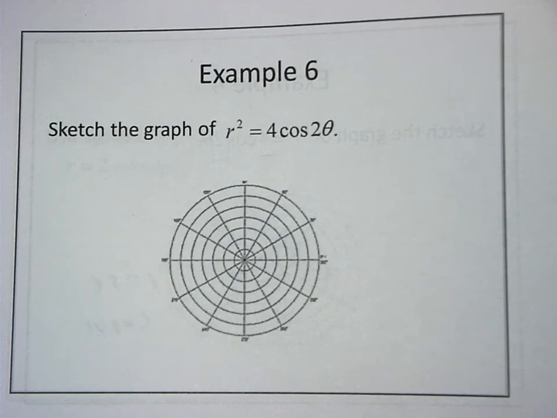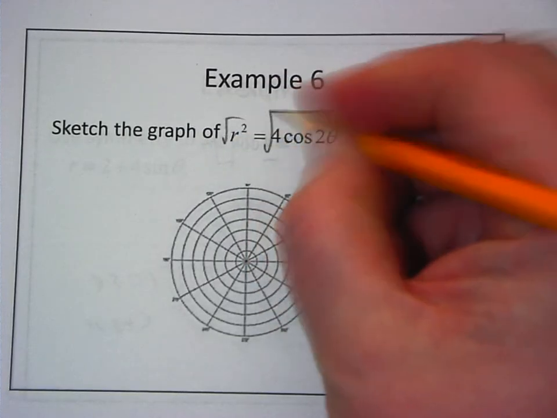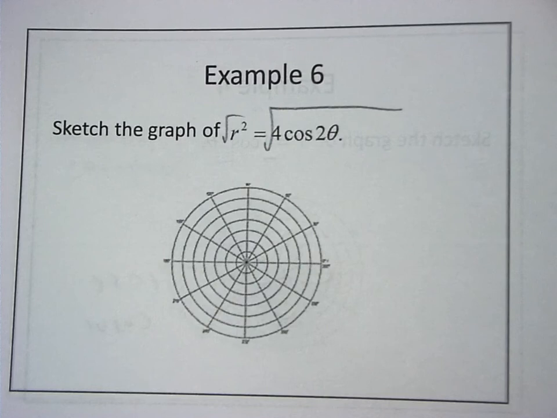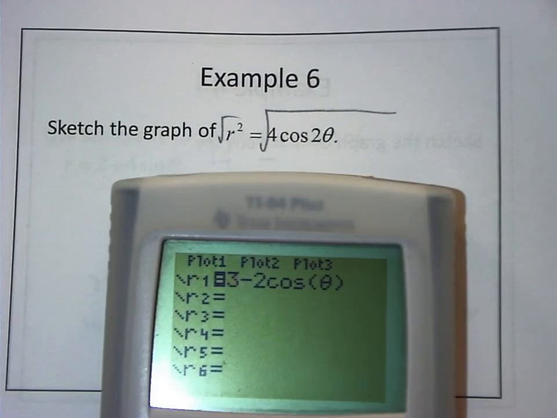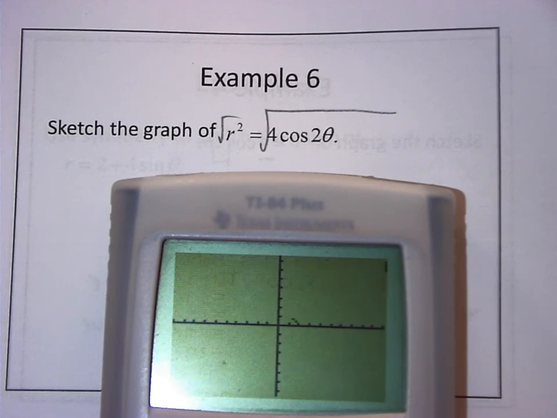What about r squared equals 4 cosine 2 theta? How would you graph this one? Square root it. So if I square root both sides. Now, the nice thing here is I actually don't need to put in the plus or minus to do two different equations. I can just do this as one equation. Here's when I graph it. It's one of the Leibniz gates.